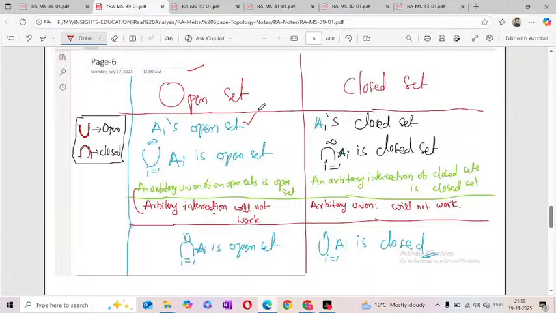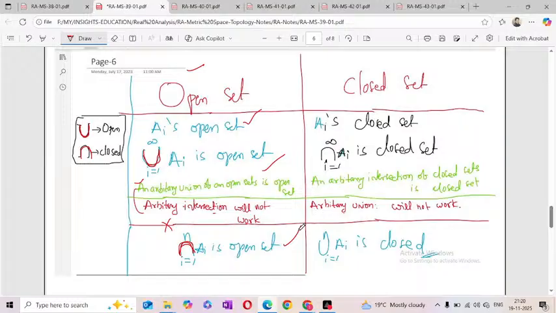Suppose the Ai are open sets. Now the union means the open symbol. That means arbitrary will work. That means the arbitrary union of open sets must be open. But the arbitrary intersection is not open, because the intersection is not open, so arbitrary will not work, only finite will work.